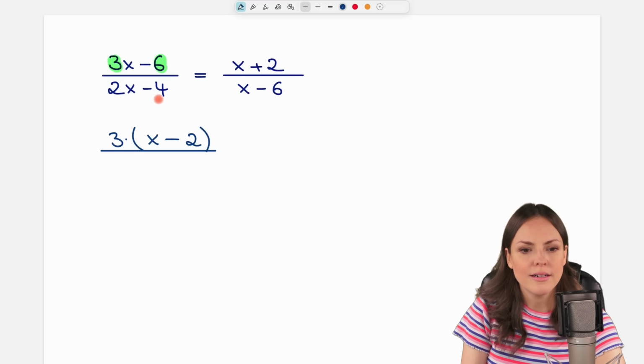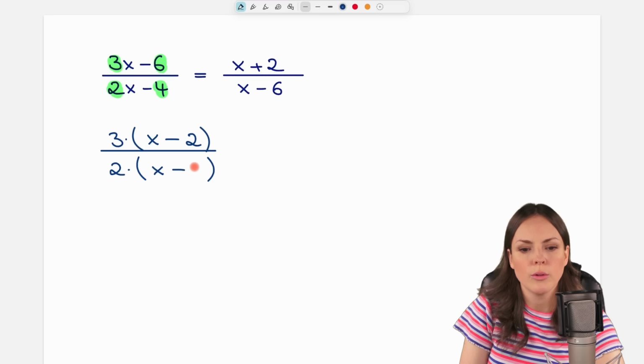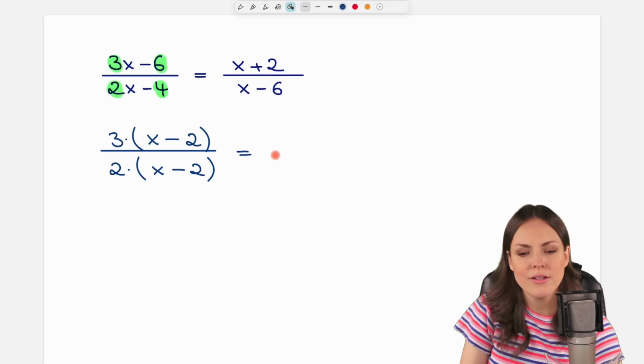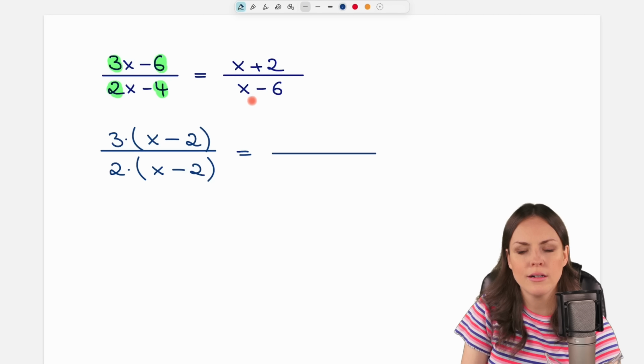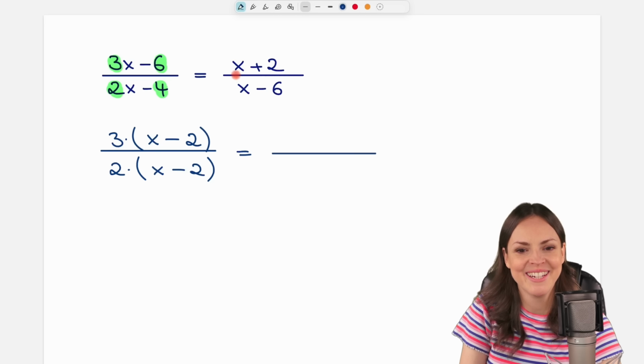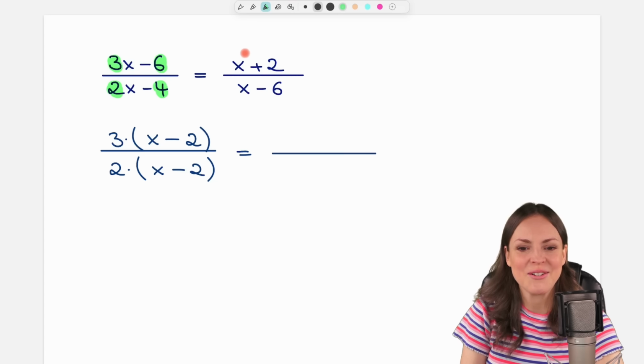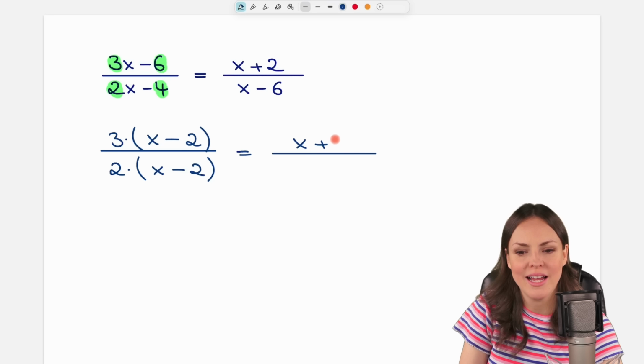And in the denominator, here both numbers are divisible by 2, so we could factor out a 2 and see what happens. So let's take a 2 out of this difference here. So if we take out the 2, we only have x left, and 4 over 2 equals 2. And on the other side, what can we do here? Absolutely nothing, because we don't have things that are in here and in here. So we have to leave the x plus 2 as it is.